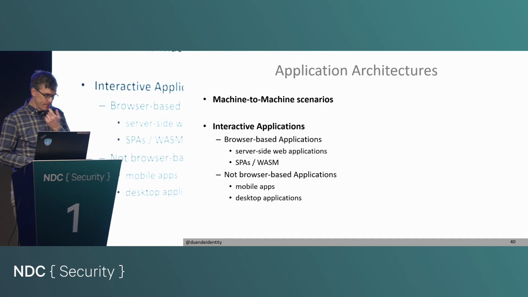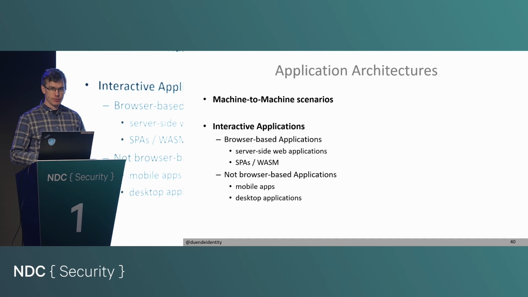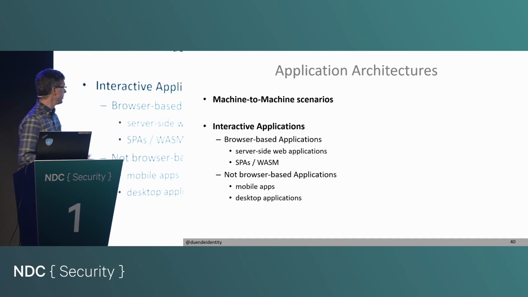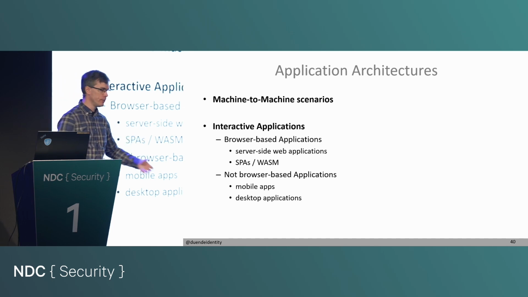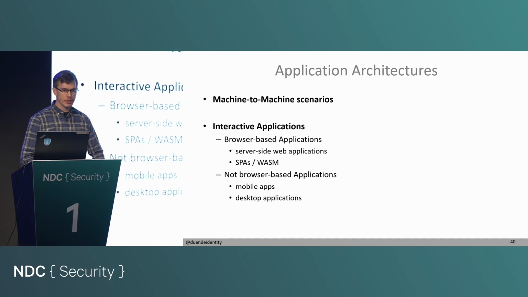I want to talk a bit also about application architecture. So machine-to-machine scenarios are simple because it's a console app running off some batch scheduler or whatever. But interactive applications come in a few different flavors.